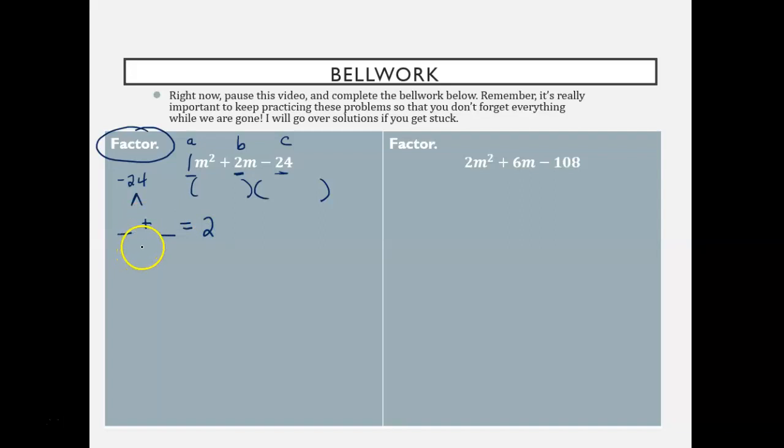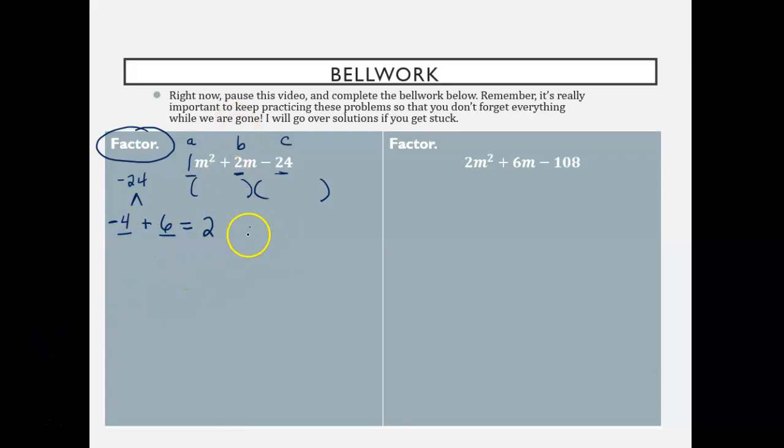1 times 24, no. 2 times 12, no. 3 times 8, no. 4 and 6 might work because they're 2 apart. If I need a negative 24, only one of these can be negative. I need a positive 2, so the larger number has to be positive. So my magic numbers are negative 4 and 6.